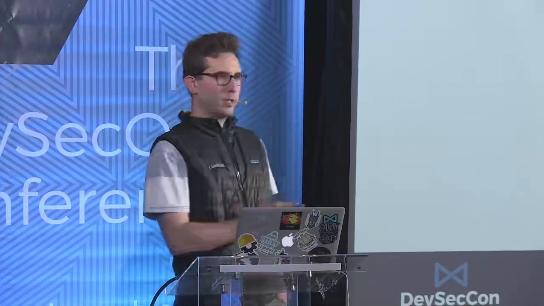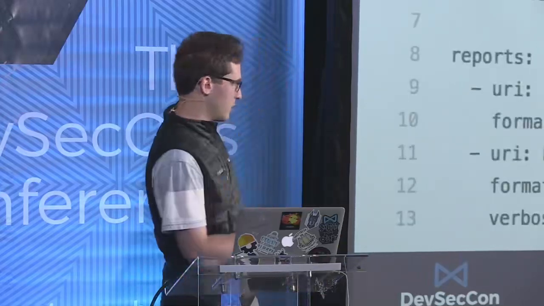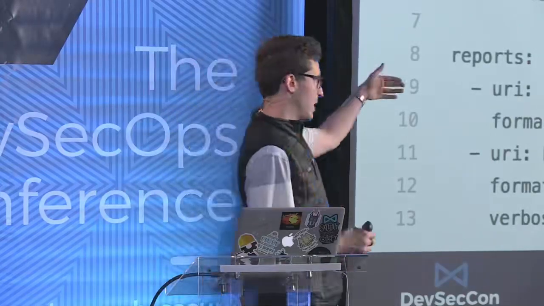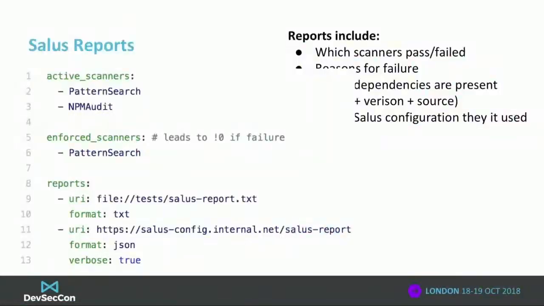The report will also include the configuration that Salus used. And then you can also tell it where to send this report. So maybe as part of your build pipeline, you want to create a text file as an artifact. Maybe this is useful for the developer to look at. But then you can also post these reports to some arbitrary endpoint.